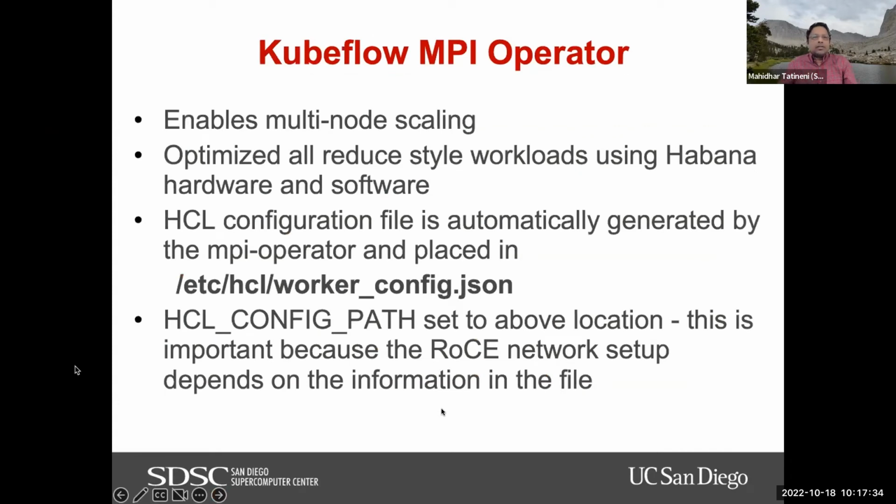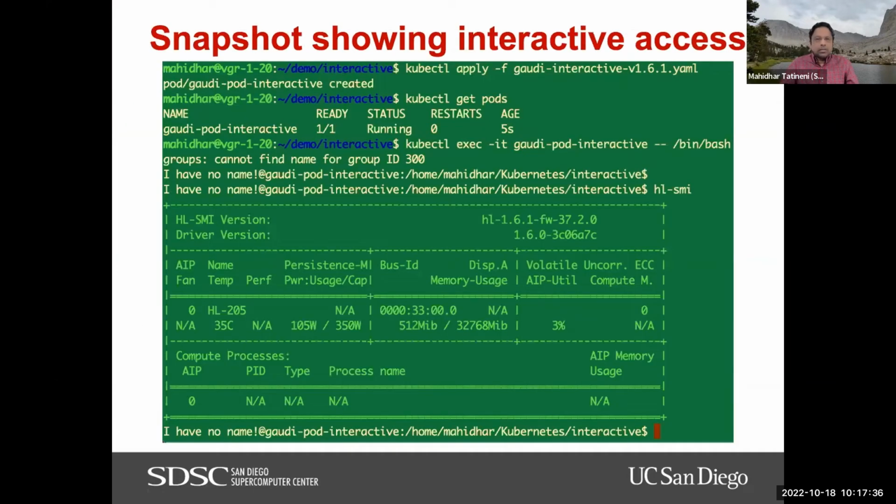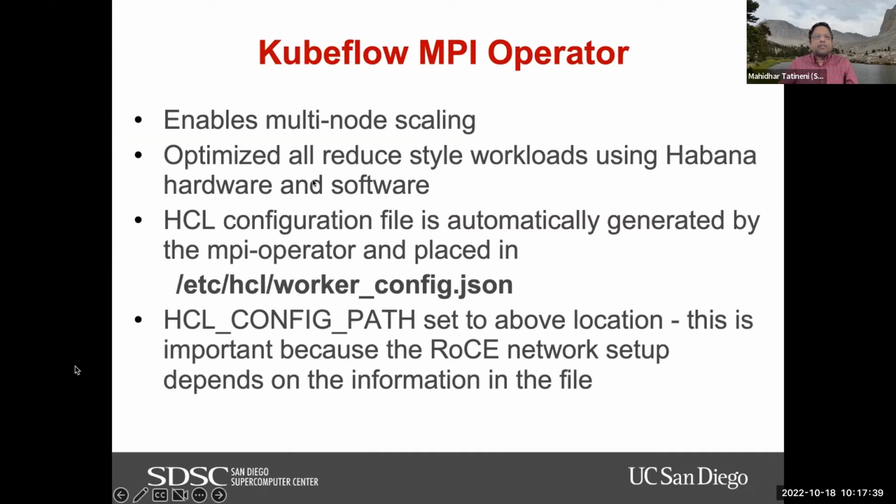So the next thing I want to talk about is the Kubeflow MPI operator. This essentially enables multi-node scaling, and it's optimized for all-reduce style workloads and uses the Habana hardware and software. Originally, they had a Habana-specific MPI operator, but now they've modified things so that it uses the Kubeflow MPI operator, which is a pretty standard Kubernetes thing. It's not something that is Habana specific.